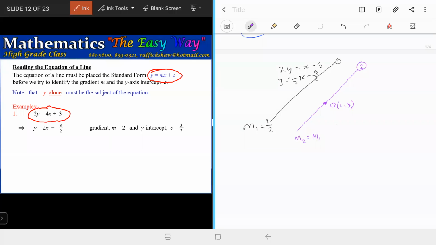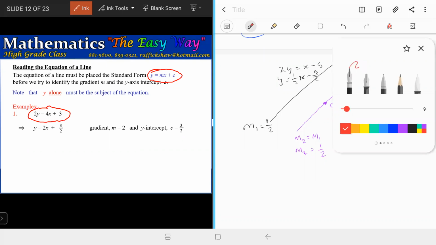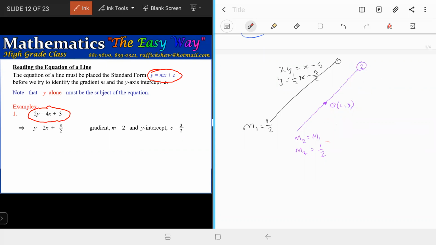And the gradient of the first line is a half. So the gradient of line 2 is also a half. See there? The gradient of line 2 is a half. And now I can find the equation. Because remember, to find the equation of a line, you need two things. What are the two things you need? You need the gradient, which I have here now, and you need a point that the line passes through. So now I can find the equation of the purple line using those two things.